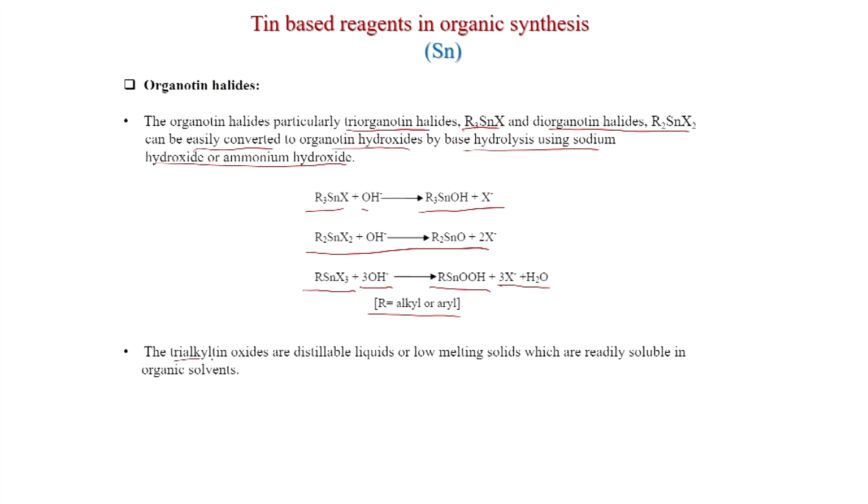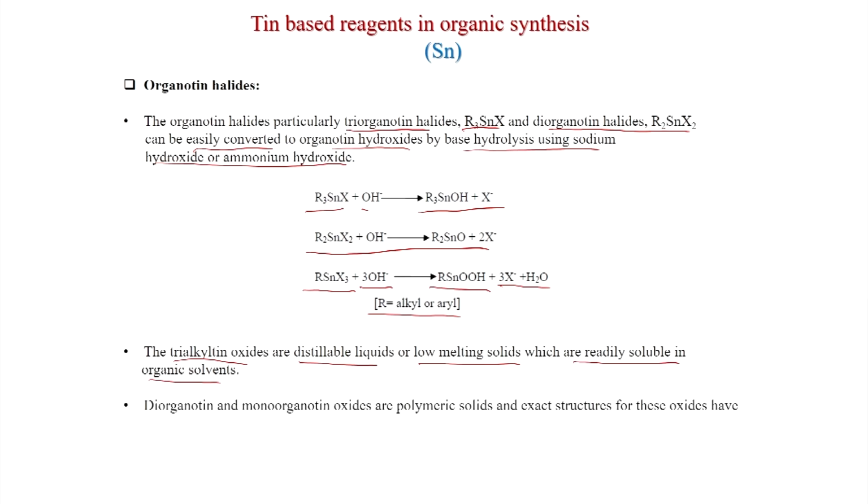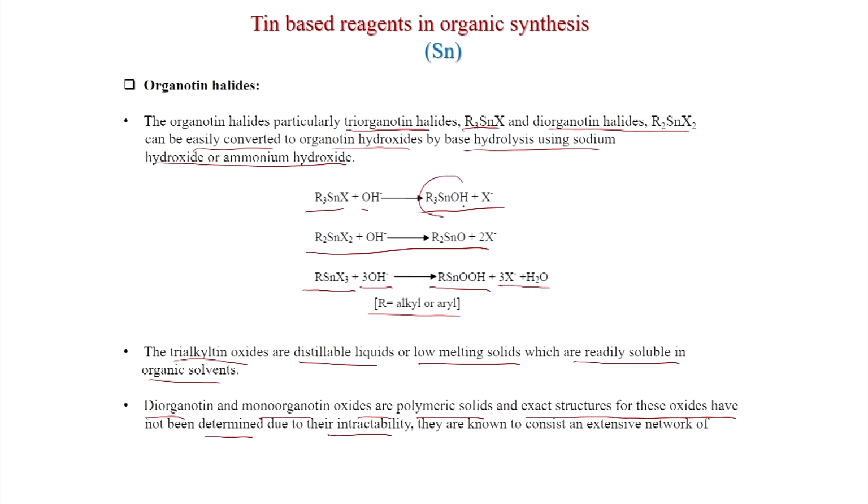The trialkyltin oxides are distillable liquids or low melting solids which are readily soluble in organic solvents. Diorganotin and monoorganotin oxides are polymeric solids, and exact structures for these oxides have not been determined due to their intractability. So, trialkyltin oxide is a distillable liquid or low melting solid, but the diorganotin and monoorganotin oxides are polymeric solids, and exact structures for these oxides have not been determined. They are known to consist of an extensive network of Sn-O-Sn bonds.